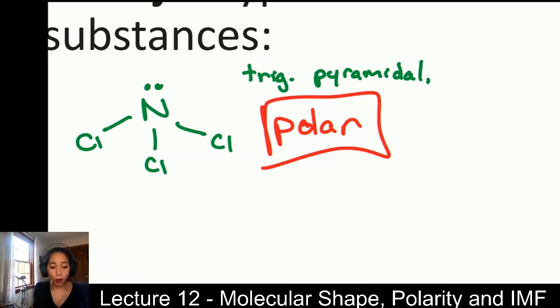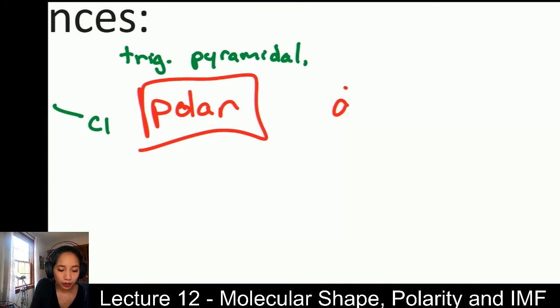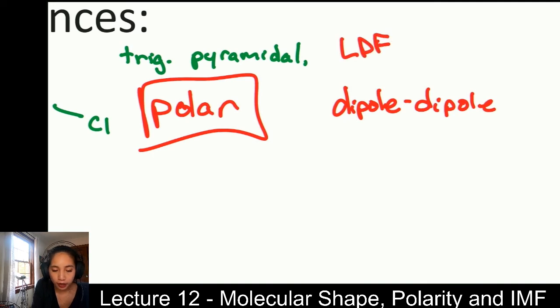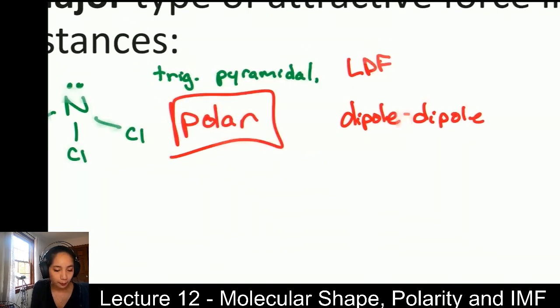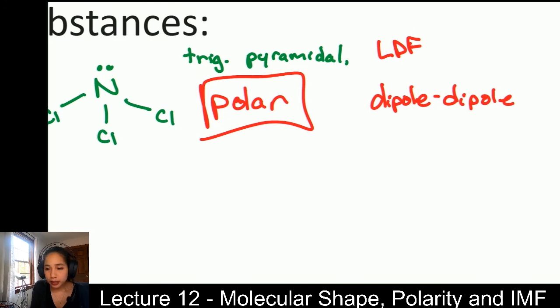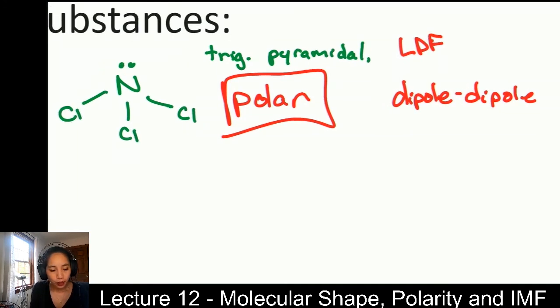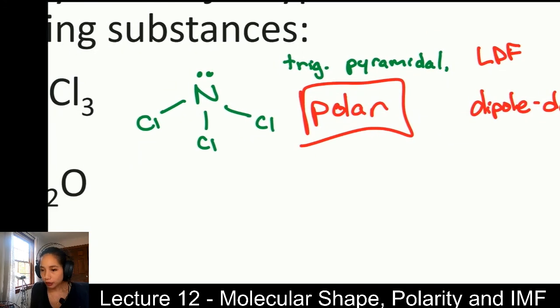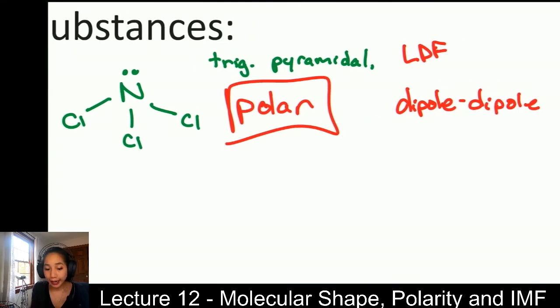Great, so it's polar. That means dipole-dipole is one of the forces there. And of course, London dispersion is there, but it's the weakest. Everything has London dispersion. Then the last thing we need to check: does it have hydrogen bonding? Well, NCl3 has no hydrogen, so hydrogen bonding can't occur.